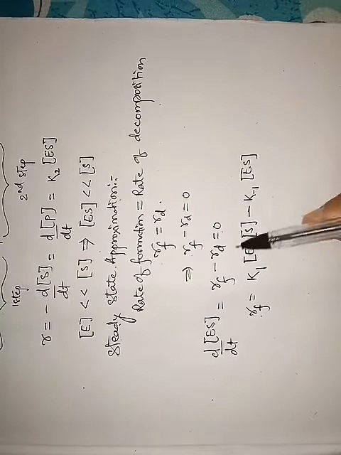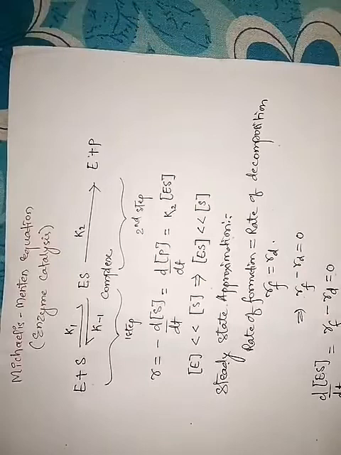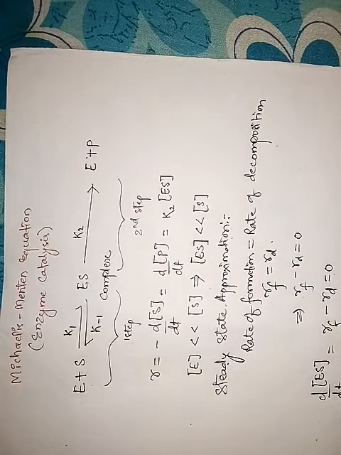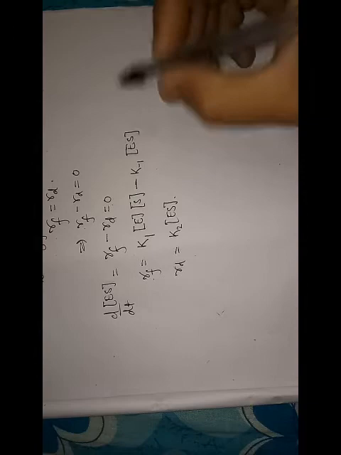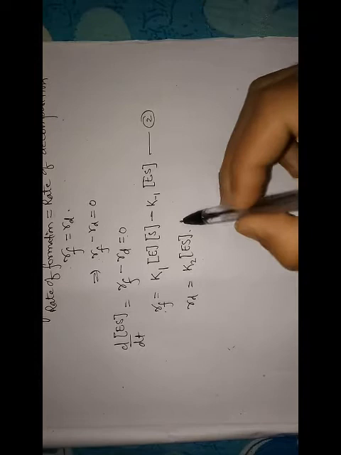So now what is the rate of decomposition? From equation number 2, the rate of decomposition is k2 ES. So we can write RD is equal to k2 ES. Now we can give equation numbers: this one is equation number 1, this one is equation number 2, and this is equation number 3.